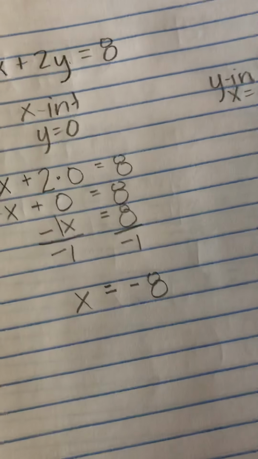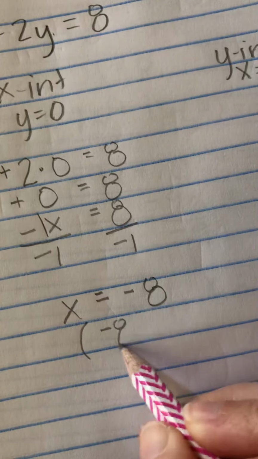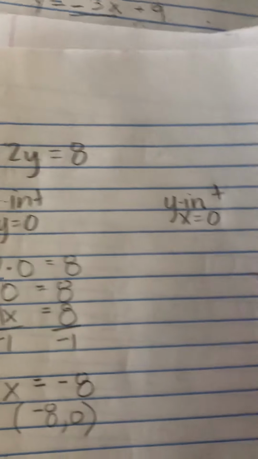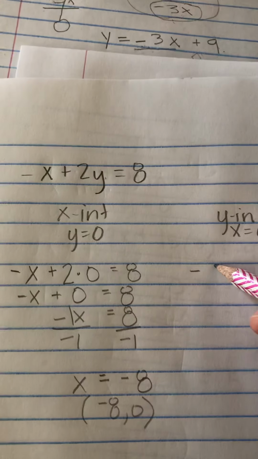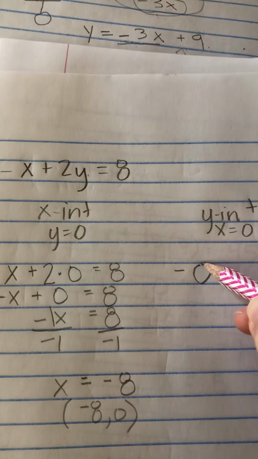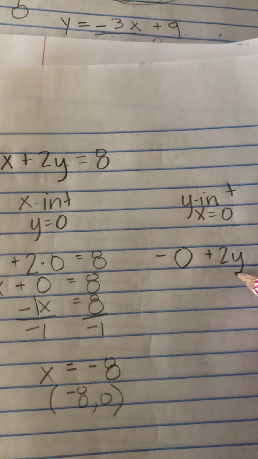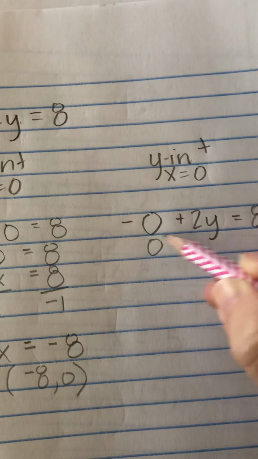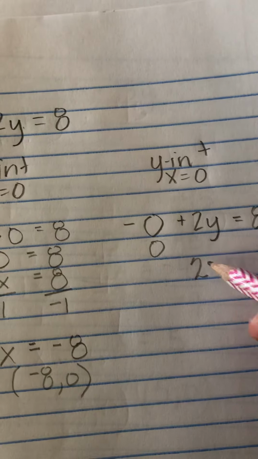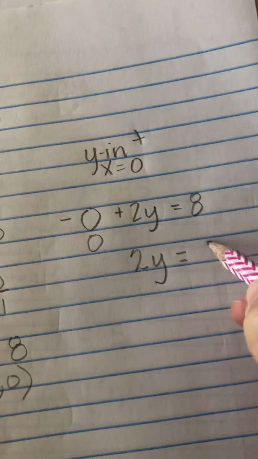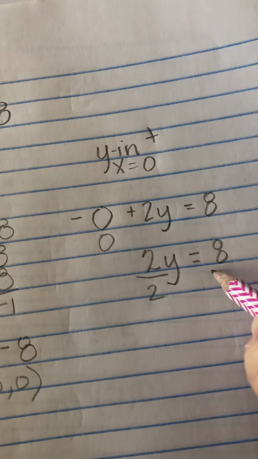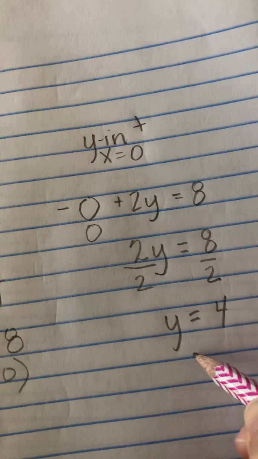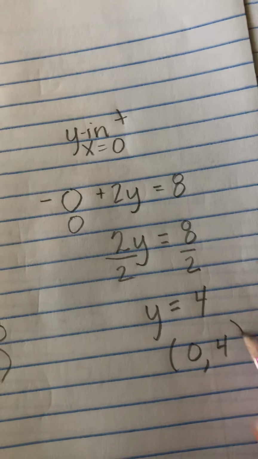And remember, that's gonna be the point negative 8, 0, if you rewrite it as an ordered pair. My y-intercept is where x is 0, so I'm gonna rewrite this: negative 0 plus 2y equals 8. And we all know you really don't have a negative 0, it's the same as just 0, which is the same as just saying that this was just 2y all by itself. Then I divide both sides by 2, and I get y equals 8 over 2, which is 4, which is the same as the point 0, 4.